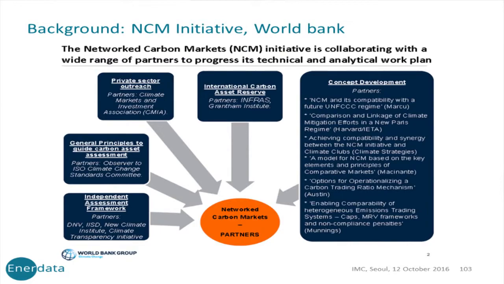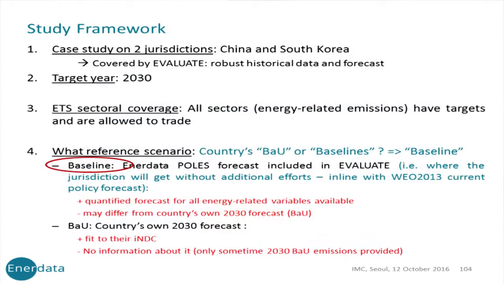So this study was initially developed as part of the Networked Carbon Markets initiative. This project is led by the World Bank. And the purpose of this project is to link mitigation actions between jurisdictions and countries. So what's the framework? As I said, we're looking at China and South Korea. The target here is 2030, so it's rather a static analysis. We are looking just at 2030. We have a strong assumption for ETS design. All sectors are included in ETS, in both China and South Korea.